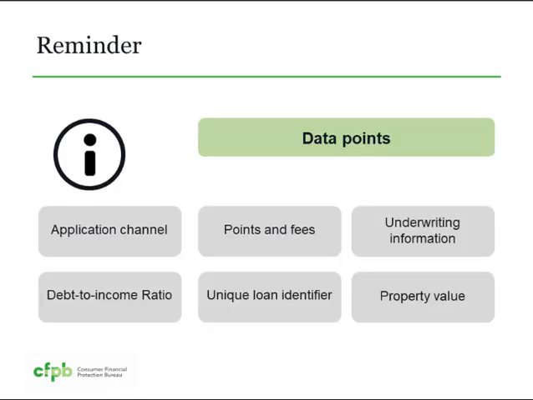As a reminder, the 2015 and 2017 rules modify certain data points and add others, including data points for age, credit score, automated underwriting information, debt-to-income ratio, unique loan identifier, property value, application channel, points and fees, and loan term. These data points are discussed in subsequent webinars.